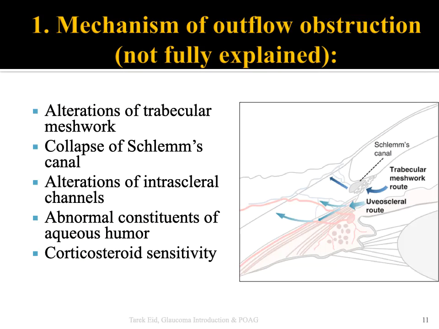So what happens if outflow is obstructed? It means that the aqueous will not pass outside the eye properly and will increase the pressure inside the eye. Why can the outflow be obstructed? The mechanism is not fully explained, but it can be due to either alteration of the trabecular meshwork or collapse of Schlemm's canal, alterations of intrascleral channels, or maybe corticosteroid sensitivity.